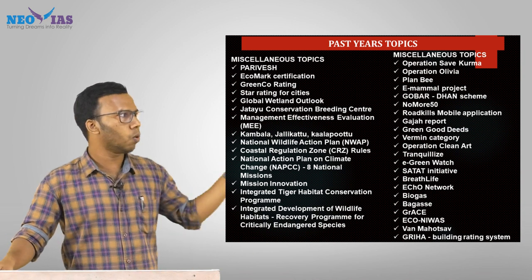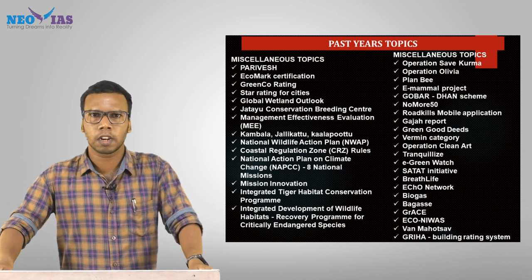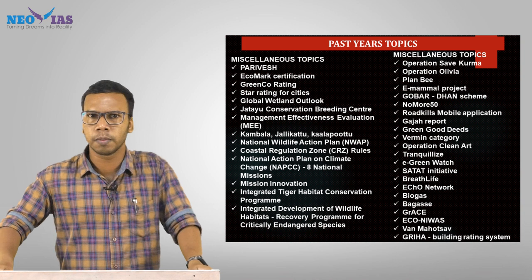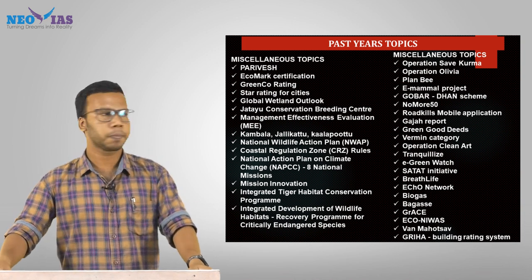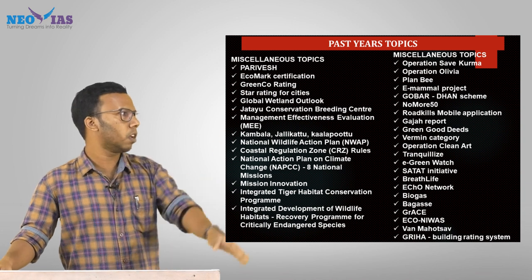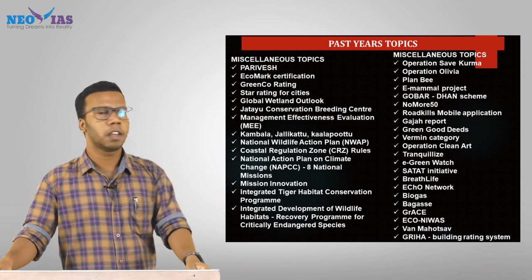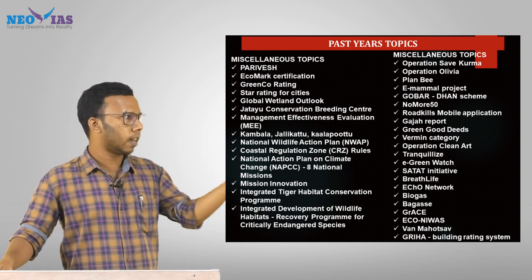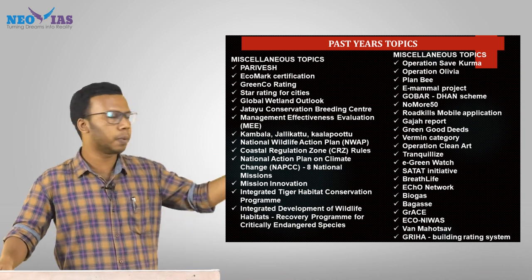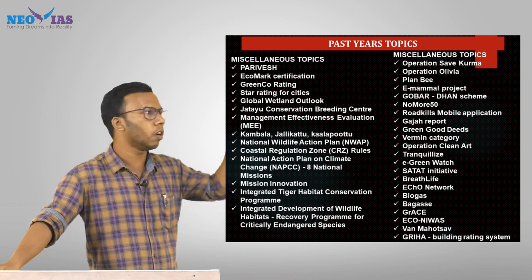Then Jatayu Conservation Breeding Center, it was in use. It's an example of a Vulture Conservation Breeding Center, VCBC. So, you need to know where it is located. Then Management Effectiveness Evaluation, then Kambala, Jellikattu, Kalavuttu, National Wildlife Action Plan, Coastal Regulation Zone Rules, National Action Plan on Climate Change. And there are 8 national missions under this NAPCC. So, you need to know about the 8 national missions under the National Action Plan on Climate Change.